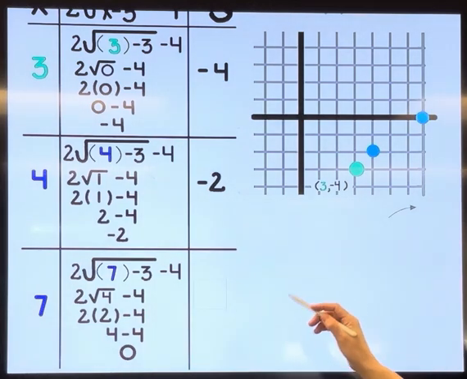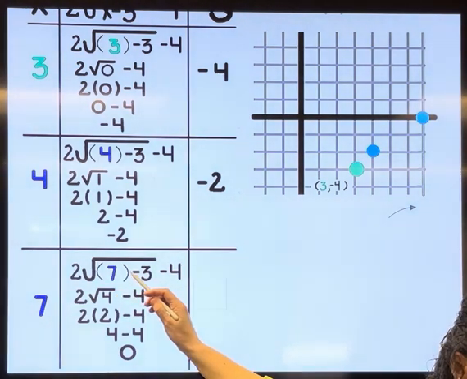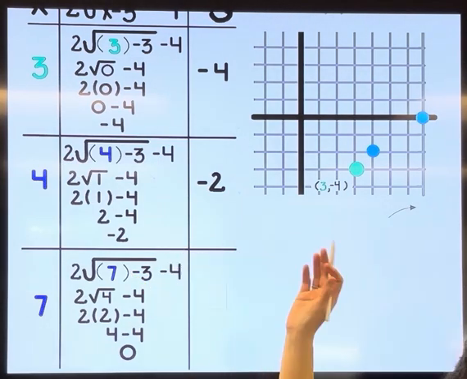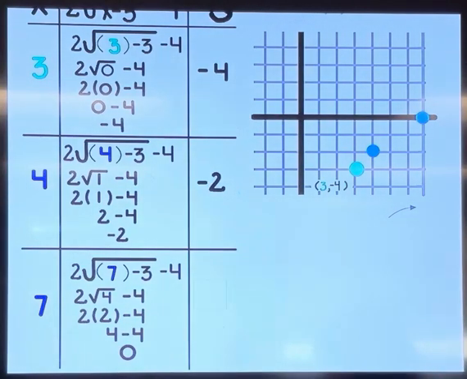If I would have substituted a number like 0, I would end up square rooting a negative, and that's just because there's no points on the left side of this one right here. So I'm going to grab my curve, sketch that in. All right, so here's the graph of my square root function.